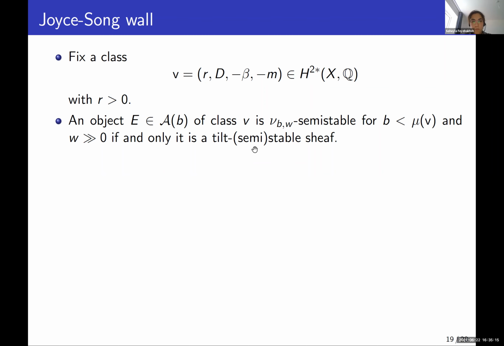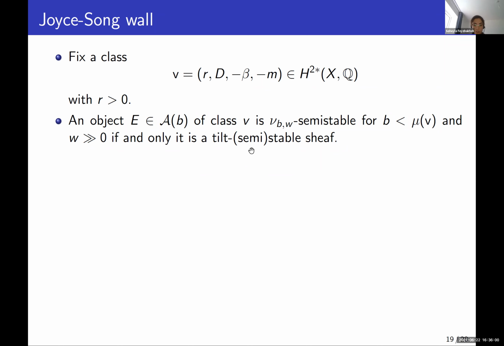So tilt stability somehow is blind to ch_3. And it's expected from this statement because, as you have seen in the notion of ν_{B,W} stability and ν_{B,W} slope, we didn't see any information of ch_3. It only depends on ch_0, ch_1, and ch_2. Okay, so note that although ν_{B,W} stability is defined in the abelian category A_B, tilt stability is defined on the category of coherent sheaves. But as I think was first noticed by Tom Bridgeland himself, when we choose W very large, these two notions of stability match together.